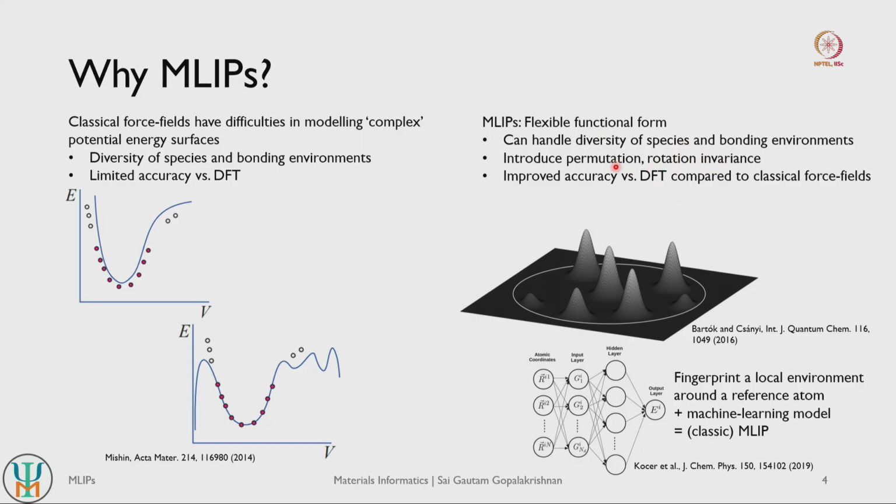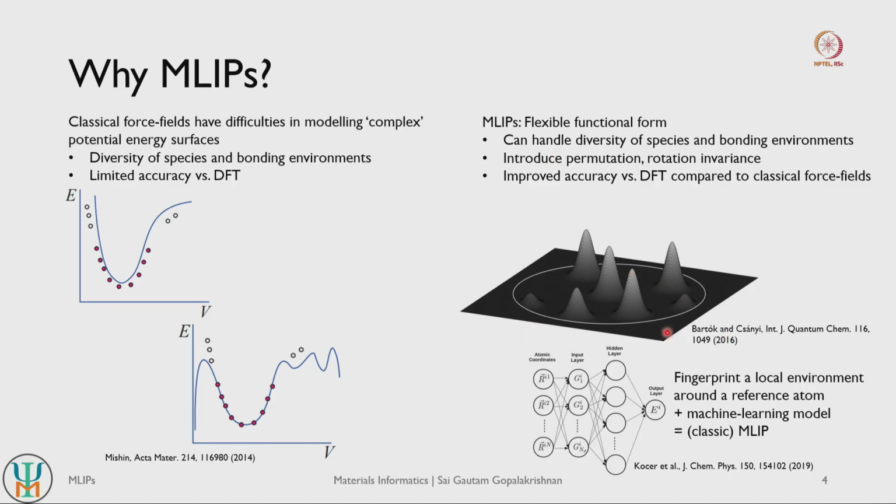With machine learning interatomic potentials, you can introduce these ideas in a more systematic fashion compared to classical force fields. And of course, because of their flexible functional form, they can have improved accuracy, especially against the density functional theory calculations on which these interatomic potentials will be trained. DFT will once again provide us the training data, but you can get higher accuracies against your training data compared to what classical force fields can achieve. So these are the benefits of introducing some machine learning within our interatomic potentials.